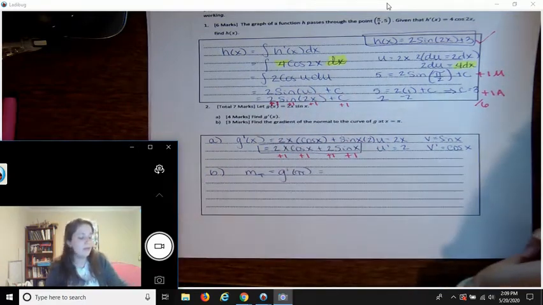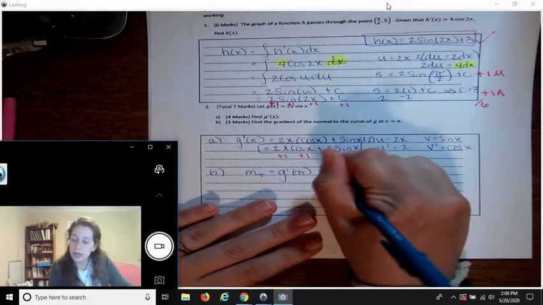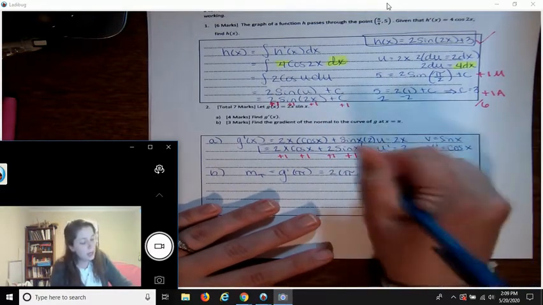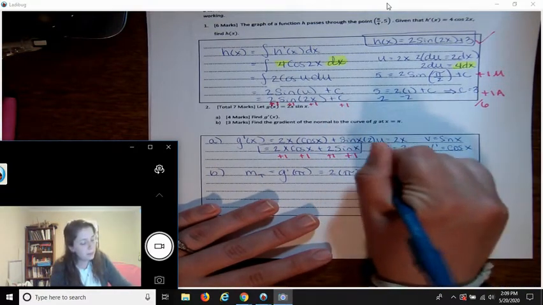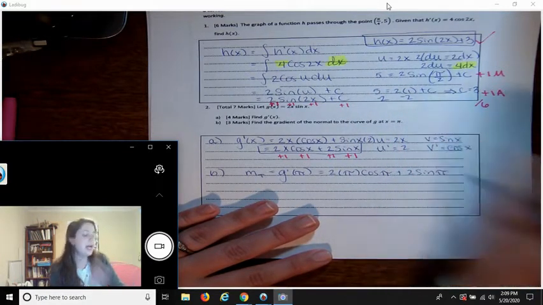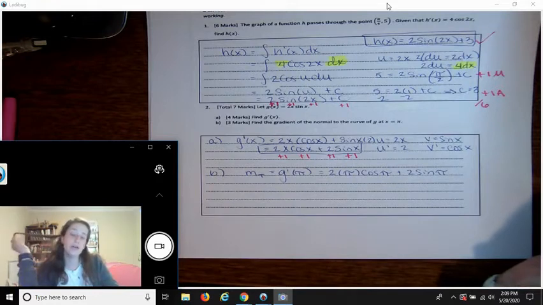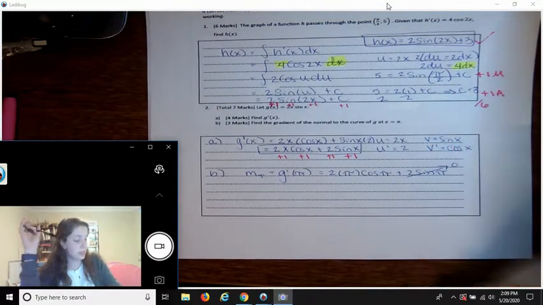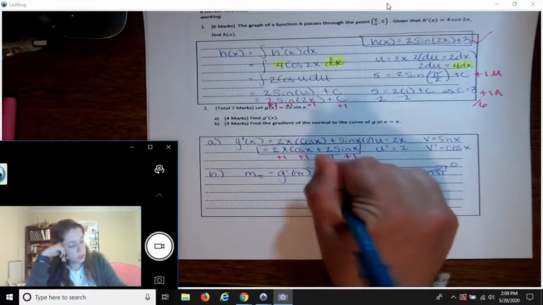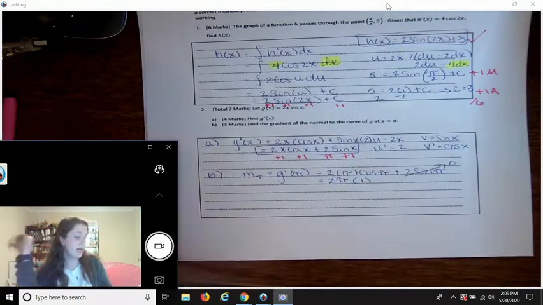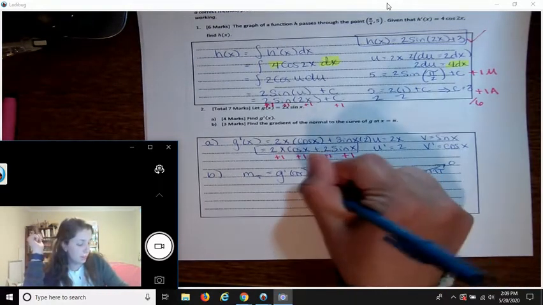So g prime of pi is going to be 2 times pi cosine pi plus 2 sine pi. Now the cosine of pi is 1 and the sine of pi is 0. So this is going to become 0, and this is going to be 2 pi times 1. And so our m sub t is just 2 pi.